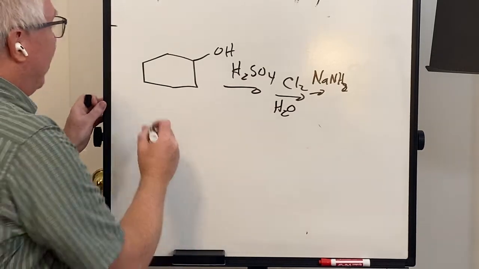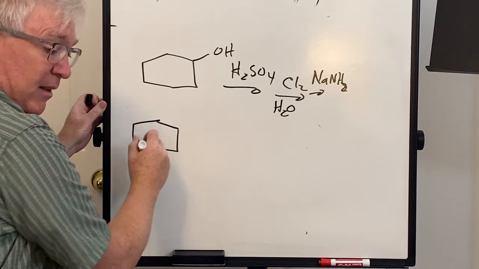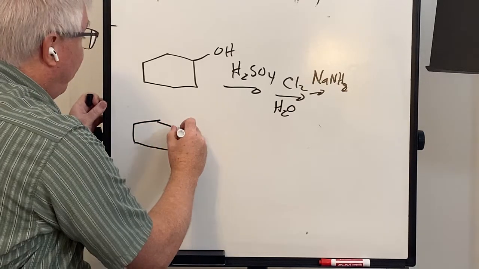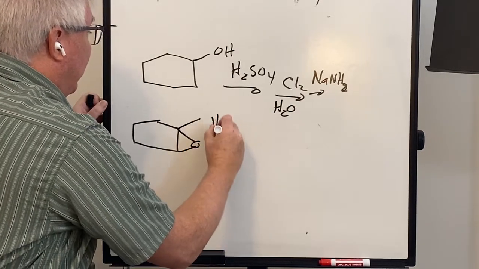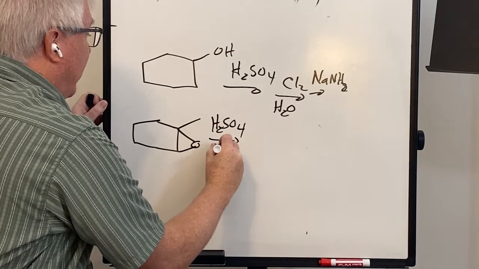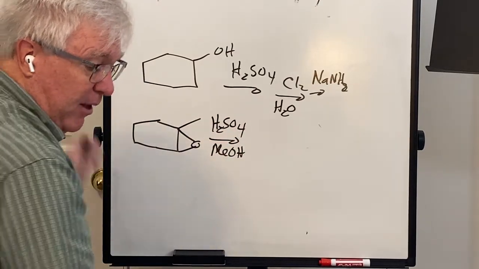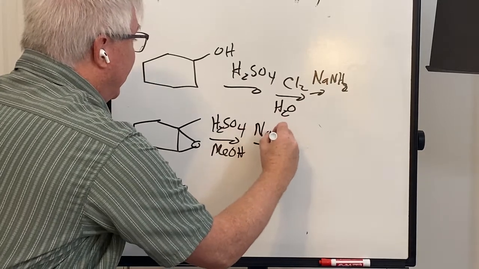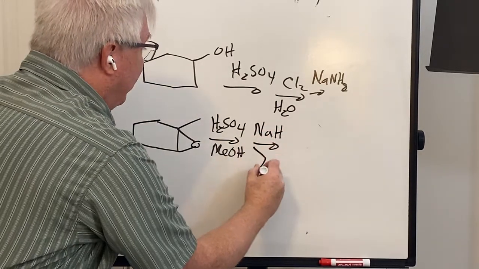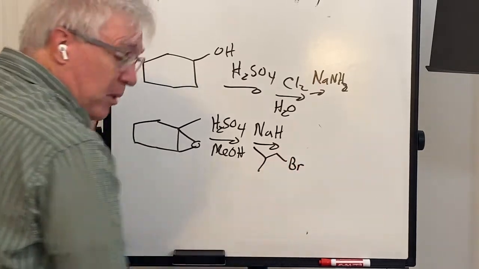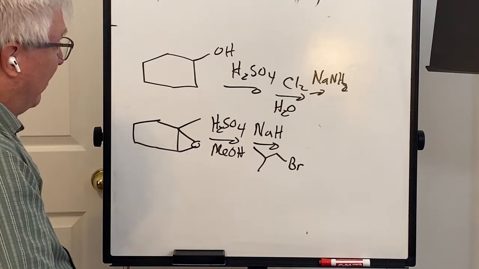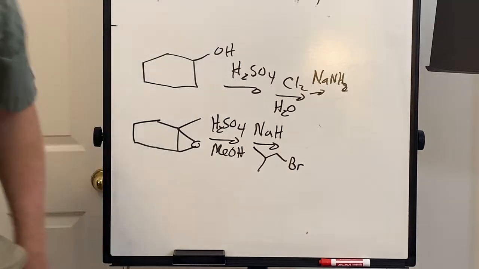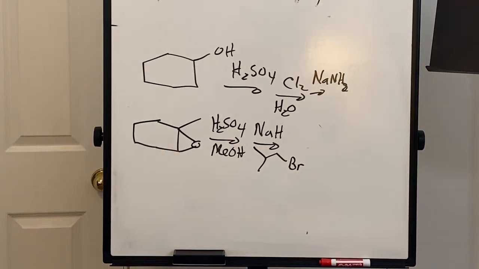And let's see, how about this one? Let's do an epoxide where we've got a couple stereo centers there. Let's treat first with sulfuric acid and methanol. And then what? Sodium hydride. And then isobutyl bromide. How about that? Let's see if we can do those two there. So if you want to pause your video, see if you can come up with those two products there. And let's see if you can do that.